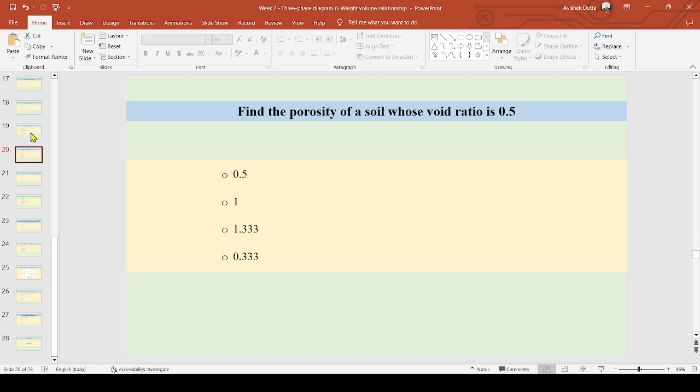Find the porosity of a soil whose void ratio is 0.5. There is a basic relationship between void ratio and porosity. So what will be the porosity when there is a certain given value of void ratio? In this case your options are 0.5, 1, 1.333 or 0.333.